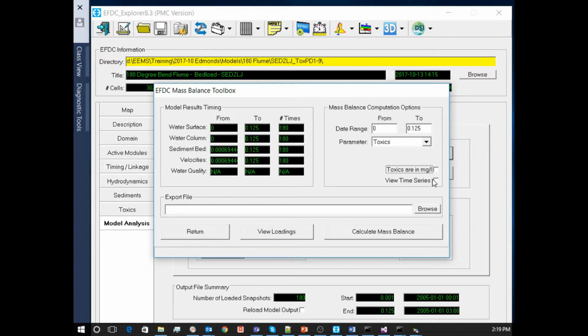I'm going to turn on the time series. We'll look at the toxics. Now this I should have less loss than I had before because I've lowered the diffusion rate. I don't know how much it'll be, but it should be less.